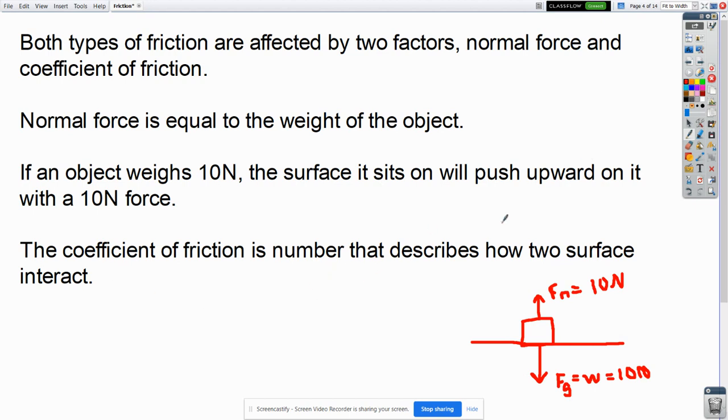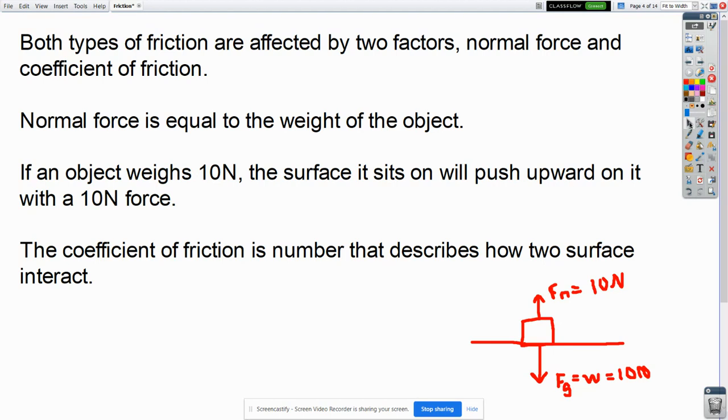The coefficient of friction is the number that describes how those two surfaces interact. The lower the number, the less they interact. If you have a higher number like 1, which is actually a fairly large coefficient of friction, then there's a strong interaction between the two surfaces. The surfaces are rough, or there's some kind of intermolecular force there. There's something that's making the friction high. That's represented by the high coefficient of friction.